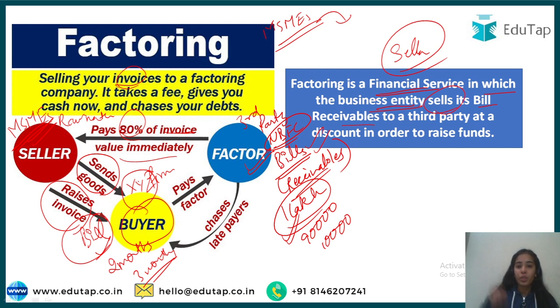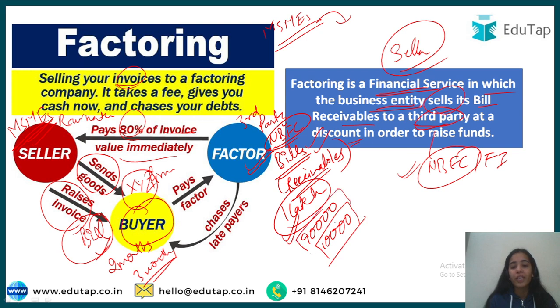Okay, so the seller is giving the bill receivables to a third party, that is the NBFC or any other financial institution, at a discount. At a discount means, of course, the NBFC needs to make a profit, otherwise why will the NBFC take the risk? So at a discount means if the bill is of 1 lakh, you are only giving 90,000. The NBFC is only giving 90,000 in order to raise funds, because the MSMEs need the funds right now. So the business entity, that is some MSME, that is some seller, is raising the money through the bill receivables. I hope you have understood this.